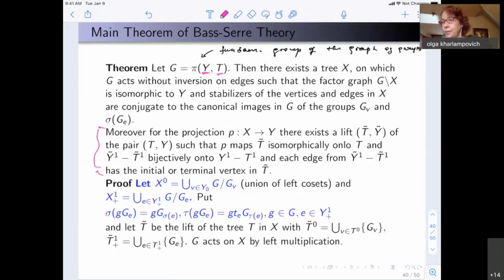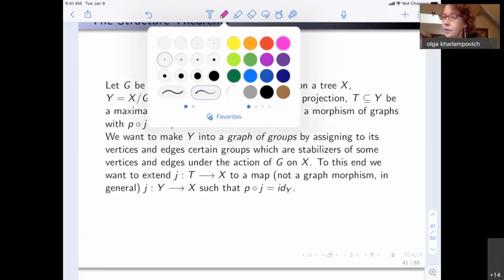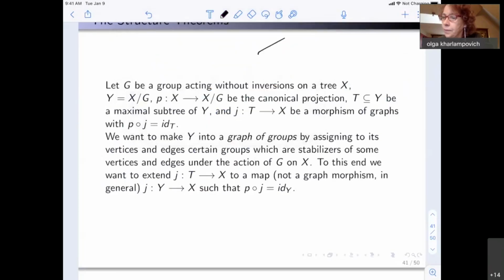It acts on a tree. In the other direction, suppose the group acts, again, without inversion on a tree. Take a canonical projection, group GX, take a maximal subtree in the canonical projection. So we have a tree, and the group acts on the tree. We take a canonical projection and get some graph.